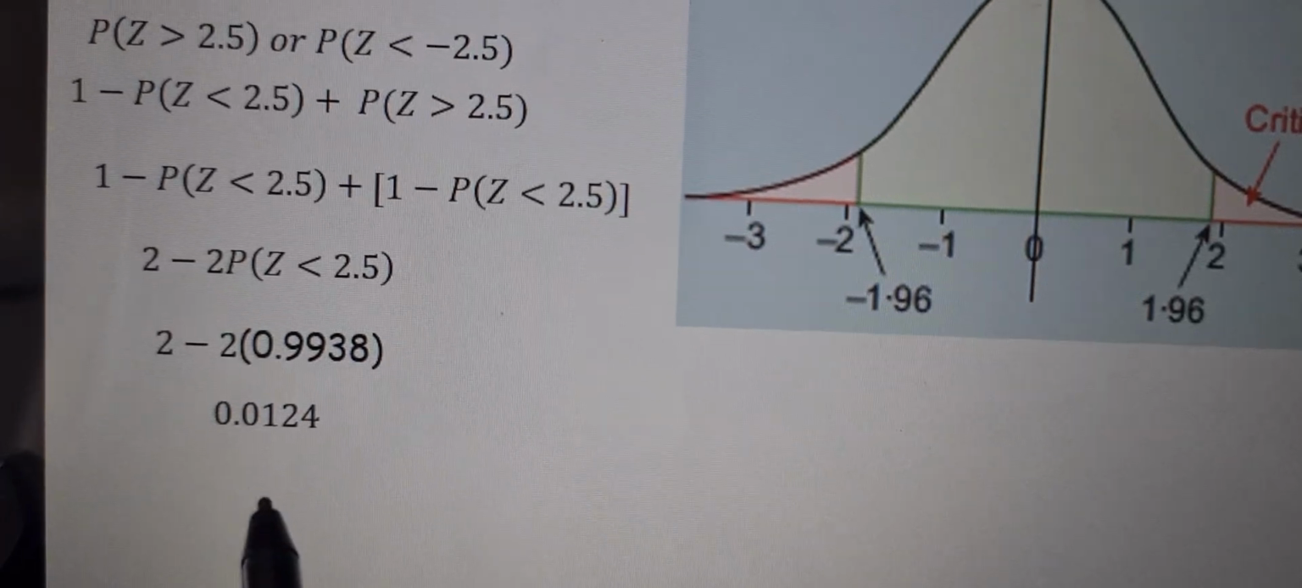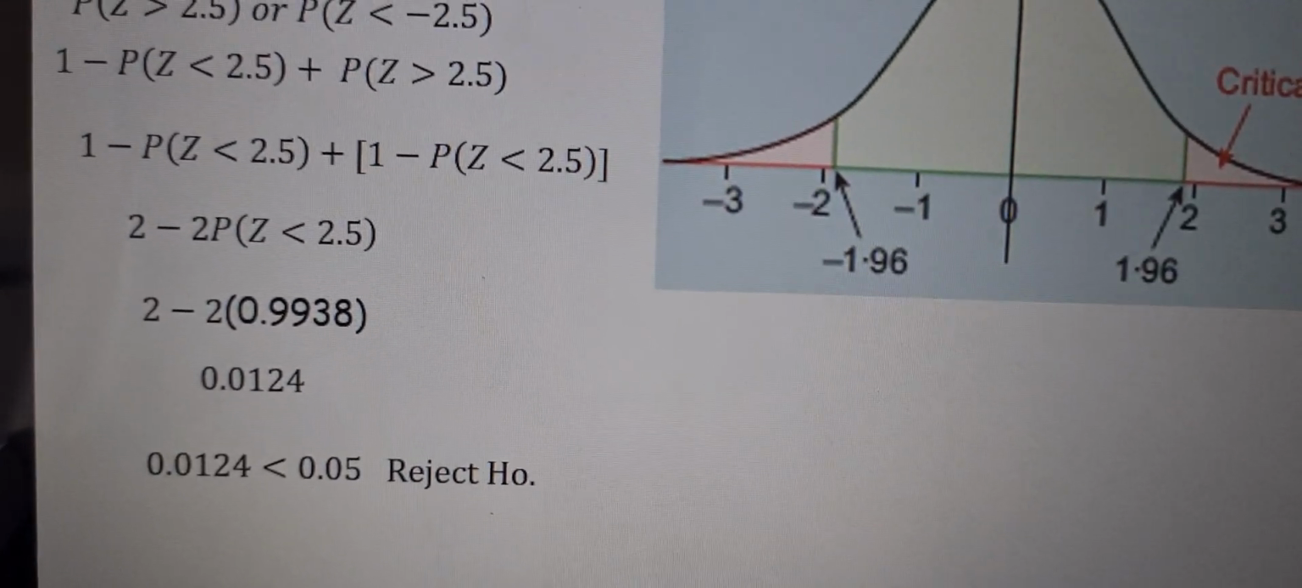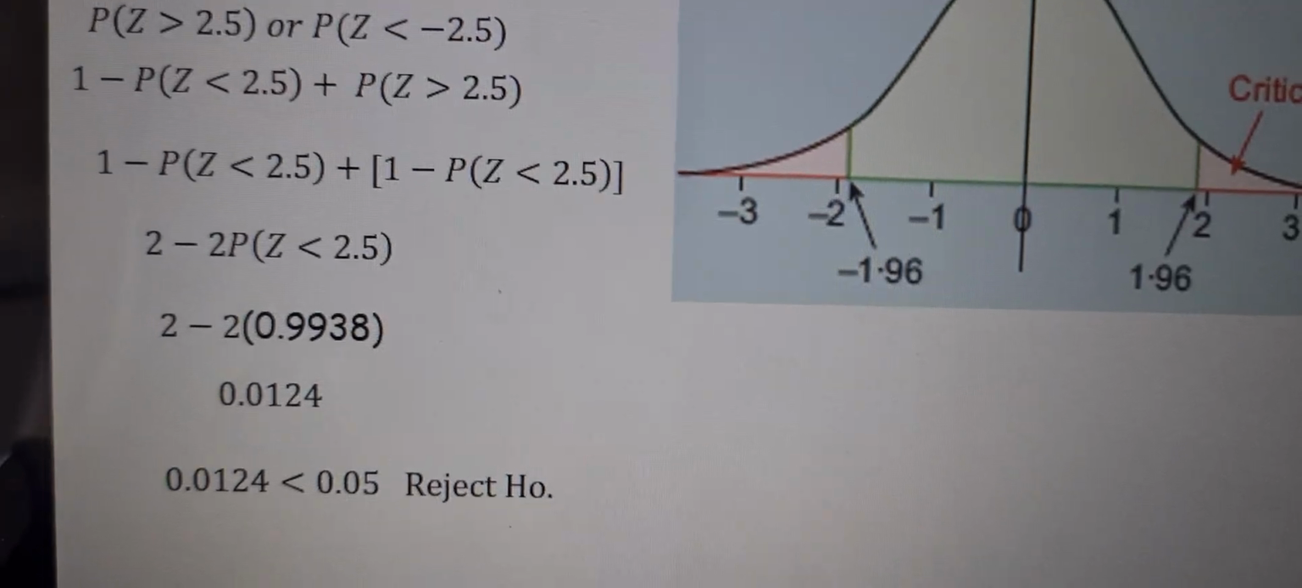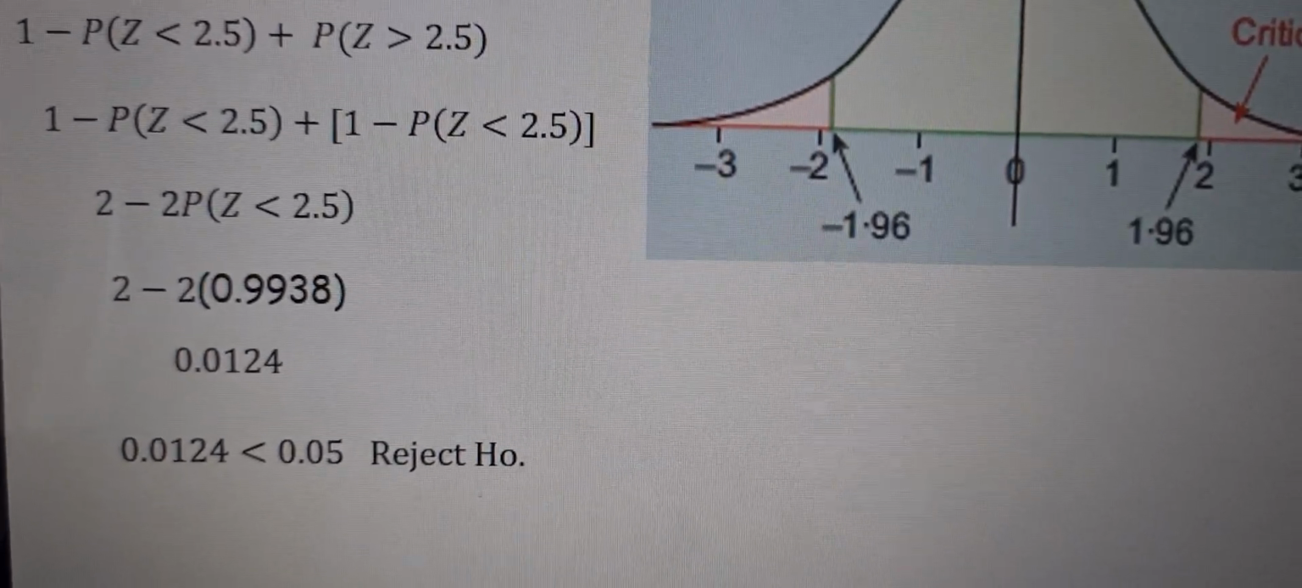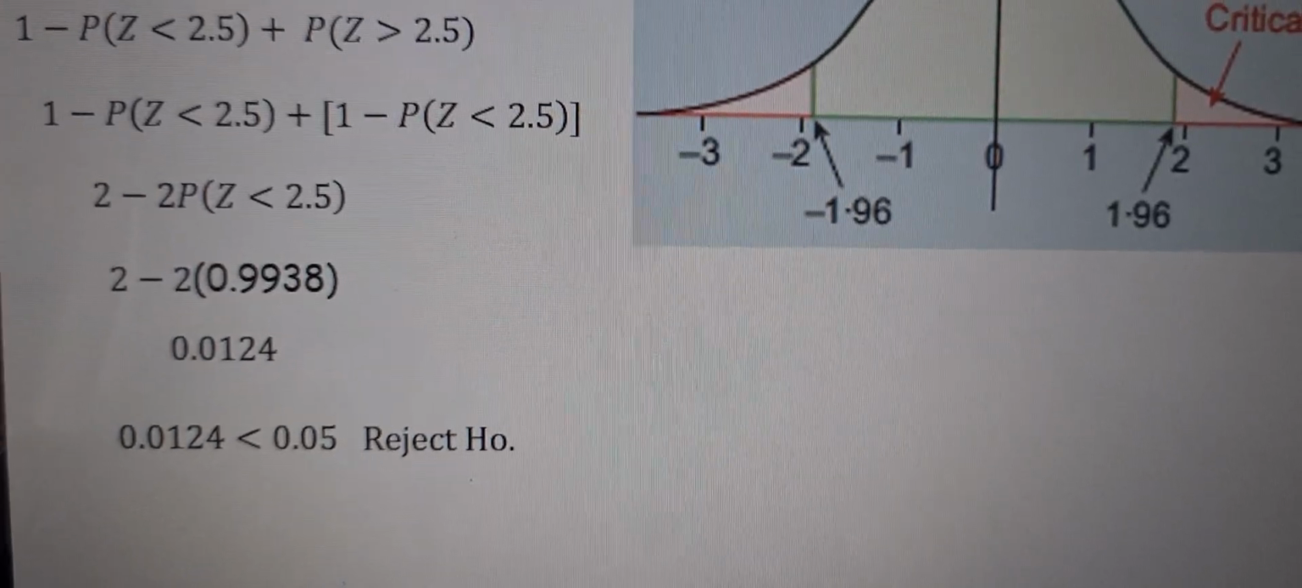So that's 1.24%. That's less than your significance level. So because it's less than the 5% significance level, you would reject H0. And we had already rejected H0 when we did the hypothesis test, which means this is further backing up our claim.